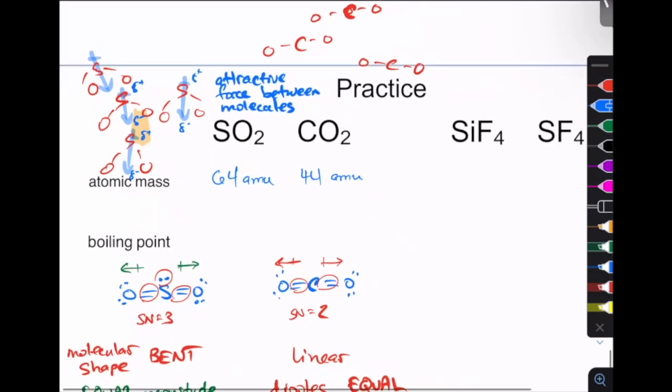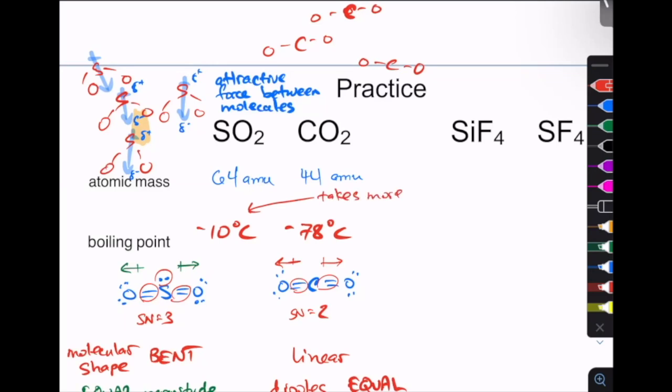So let's take a look. Actually, what are those numbers? The boiling point for carbon dioxide is negative 78 degrees Celsius. And for sulfur dioxide, it's negative 10 degrees Celsius. Okay, so it takes more energy to overcome the attraction. But you can predict that now because you know all this stuff.